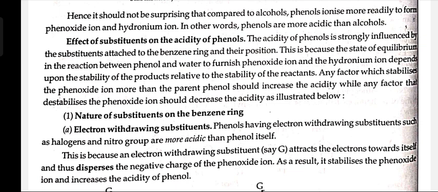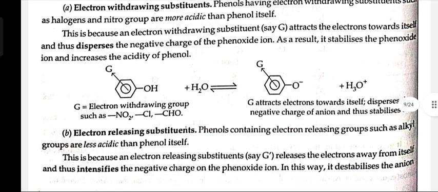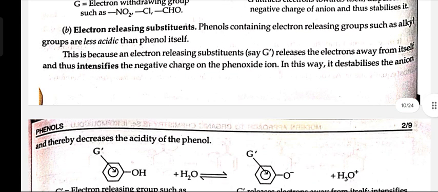Electron withdrawing substituents. Phenols having electron withdrawing substituents such as halogens and the nitro group are more acidic than phenol itself. This is because an electron withdrawing substituent, say G, attracts the electrons towards itself and thus disperses the negative charge of the phenoxide ion. As a result, it stabilizes the phenoxide ion and increases the acidity of phenol.